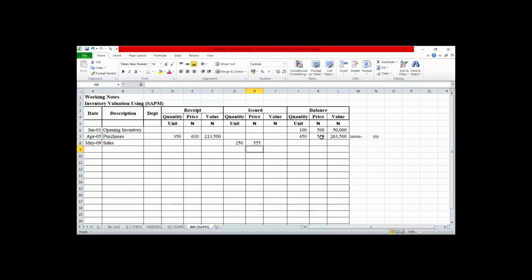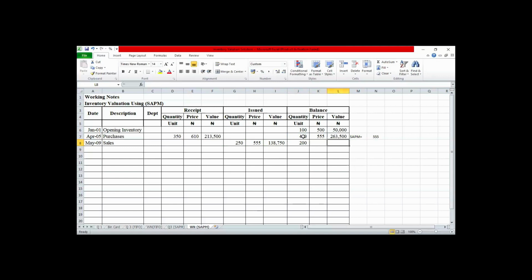Yes, sir. Which will now be 250 times 555. That is 138,750. Is it clear? Yes, sir. Now we deduct from 450. You will take out the one you have sold out. That's 450 minus 250. You have 200. Is it clear?